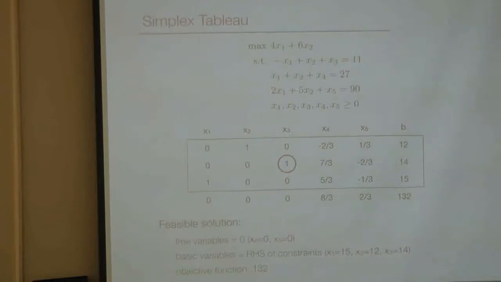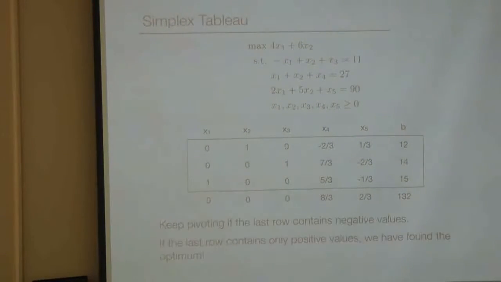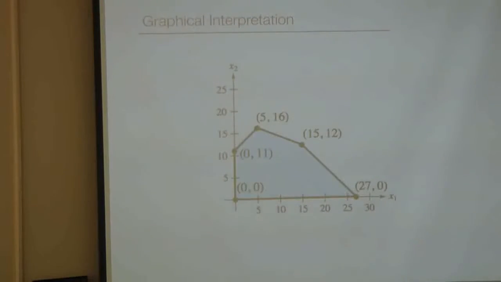The question is, can we achieve even higher profit? No, because all entries in the final row are positive. So here is where the algorithm terminates and says, this is the optimal value. Now, let me show what the algorithm really did graphically.